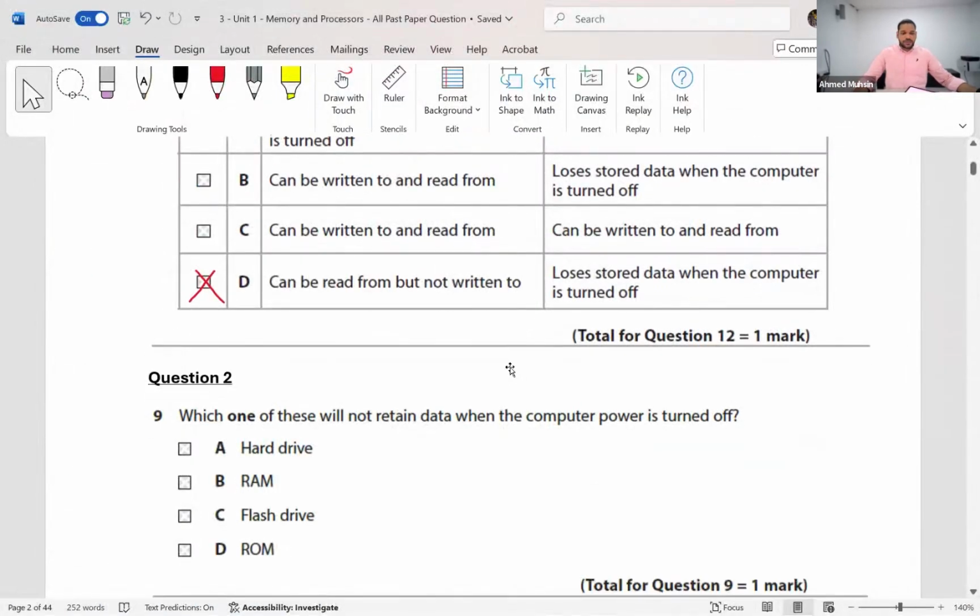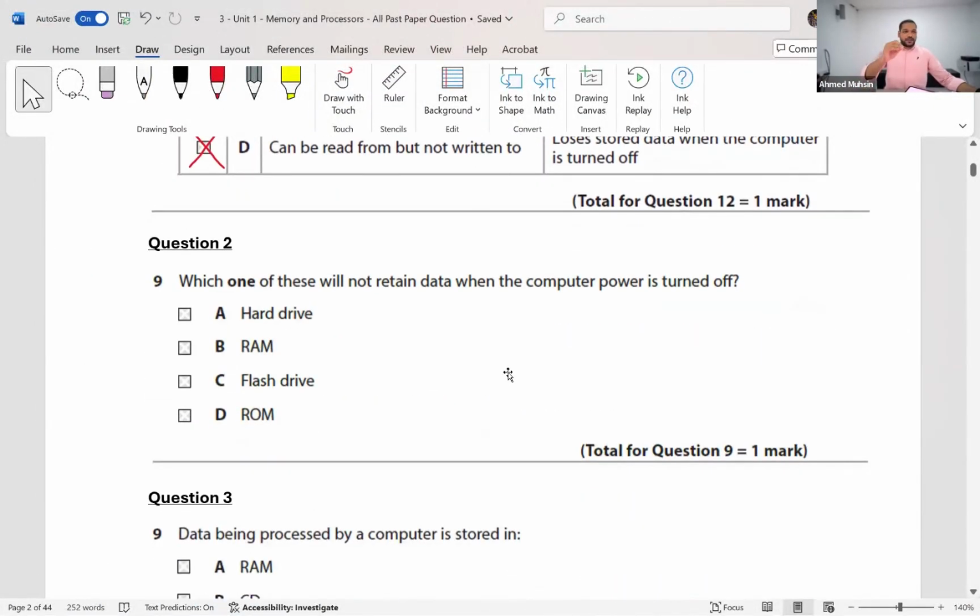Question number 2 says, which one of these will not retain? Can you all put keep? Will not keep data when the power is turned off. So here your answer is B. We know the RAM is volatile. It loses everything stored on it when the power is turned off. Okay. So here your answer is B.